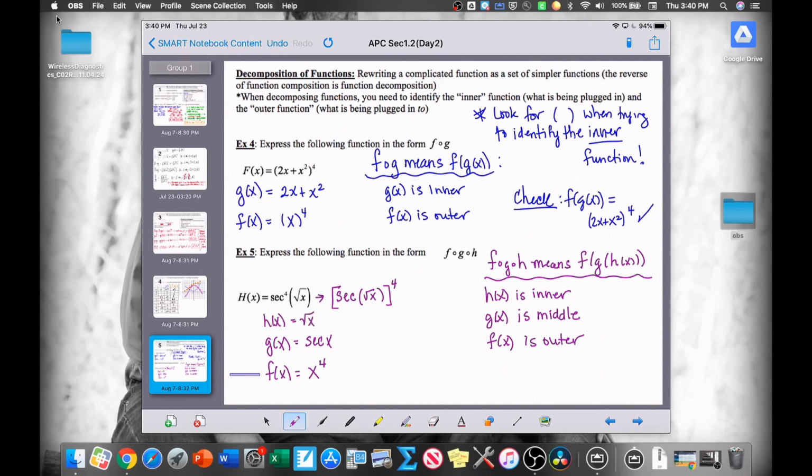So now let's check it and make sure that it works out. If we started on the outside, we would have something to the 4th power, right? And then the middle function would be the secant of something. And then the something that would go on the inside, the innermost function, would be the square root of x. So working backwards, it does work. I do end up with what I started with.